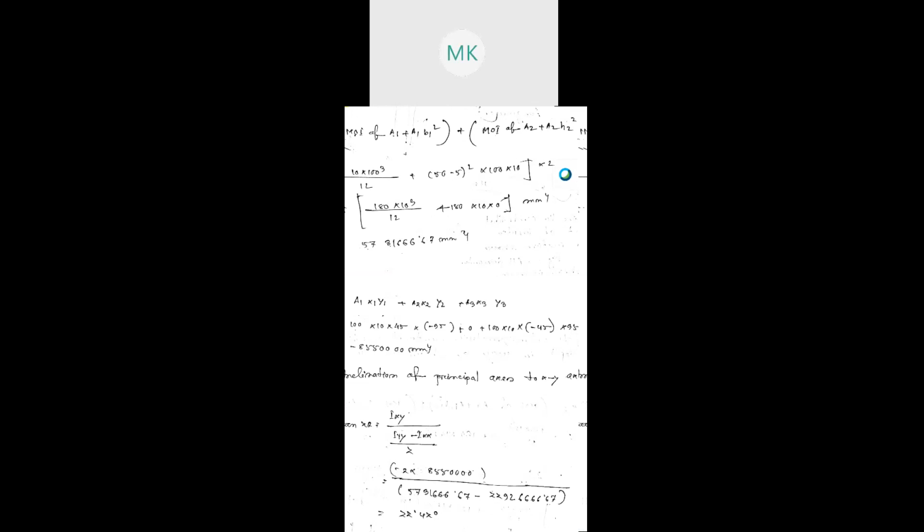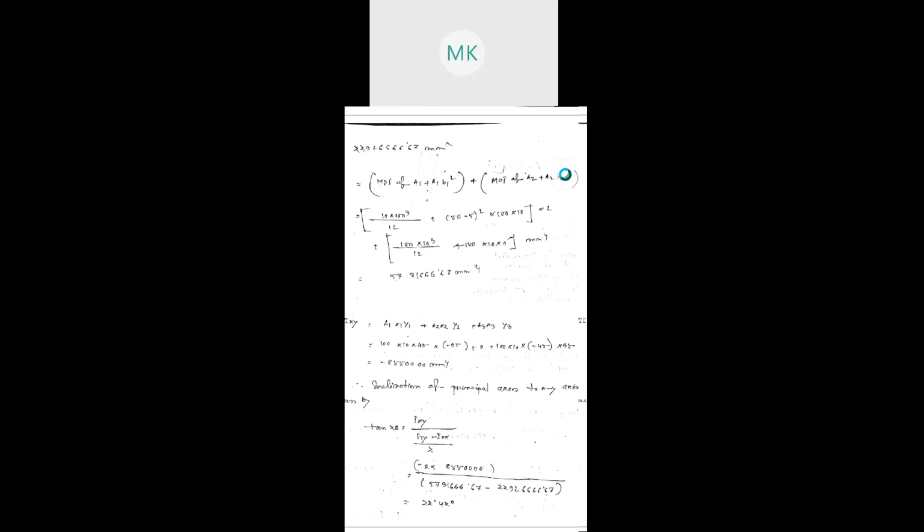After finding this, the same thing we need to repeat. Inclination angle: we need to find at which angle the principal axes exist, that is the u and v axes. So the u and v axes are inclined at an angle theta. For finding that theta, we need to find this: tan twice theta. Everything we already have, IXY, IYY, IXX. Just put these values in this formula and we will get that theta value.